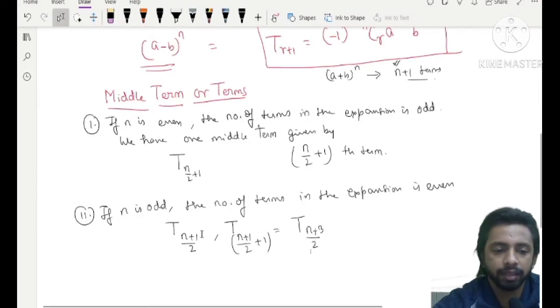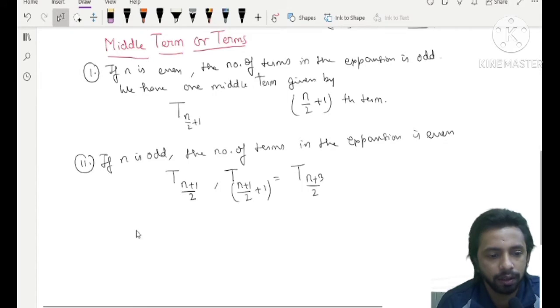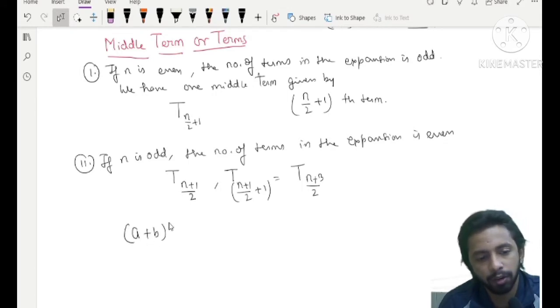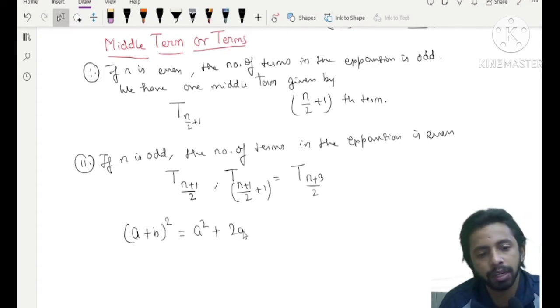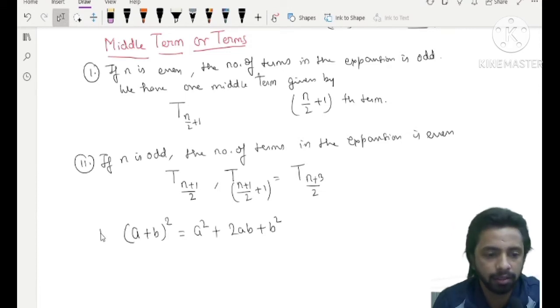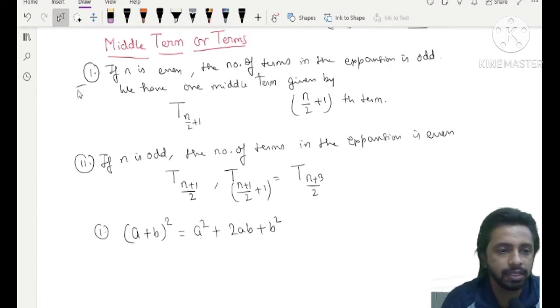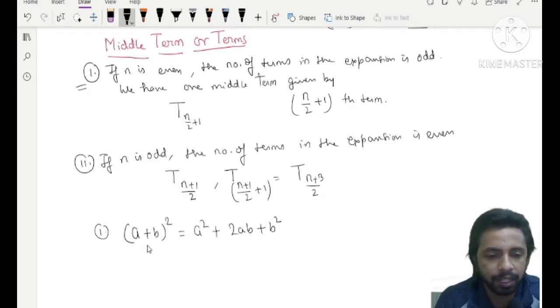Let me give an example so that you understand it in a better way. We all know the formula of a plus b whole square, right? See, a plus b raised to the power 2 will have 3 terms, a square plus 2ab plus b square. This example is for the first case that I mentioned here.